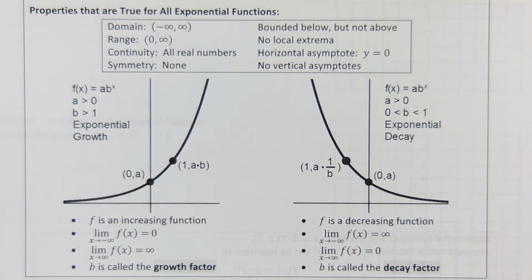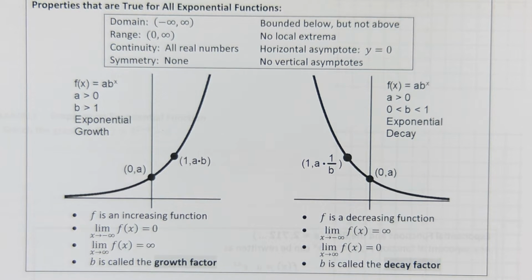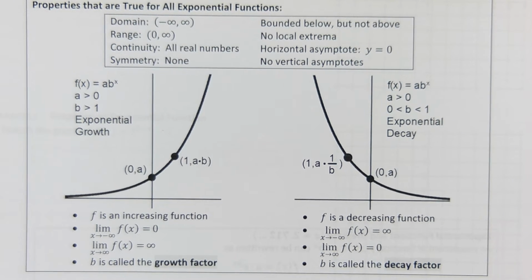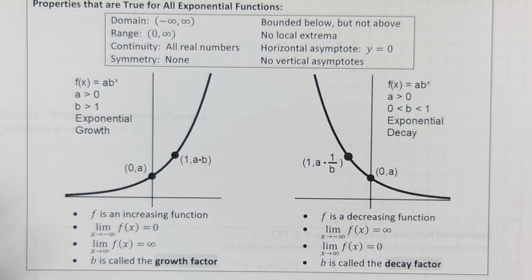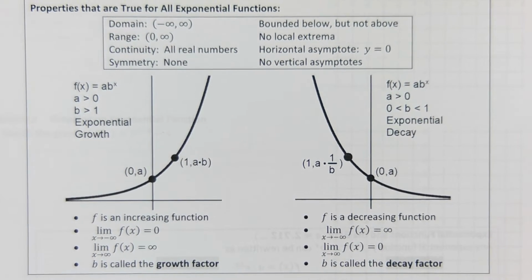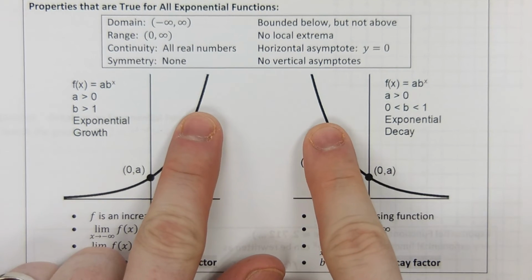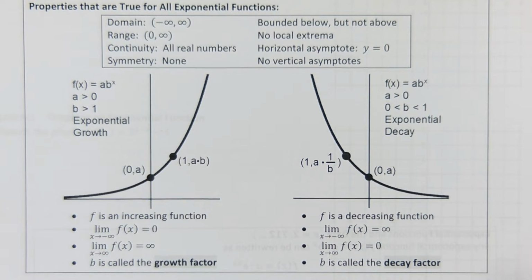All exponential functions have a horizontal asymptote. They all have a horizontal asymptote somewhere. They do not have a vertical asymptote. Yes, both of these graphs do get really steep really fast, but it is not approaching a vertical line. It's just going up really, really fast.